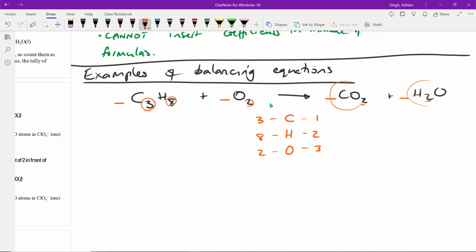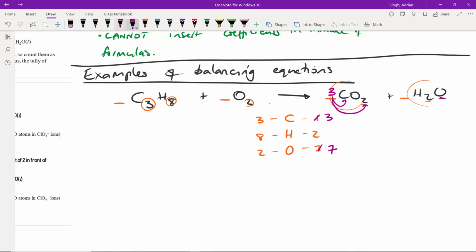So we can start with the carbons. On the left side, I have 3 carbons here in the C3H8. On the right side, in order to make 3 carbons, I need to put a 3 in front of the CO2. So 3 times 1 is going to give me 3 C's. But now I've also changed my oxygen. So 3 times 2 is 6, plus, don't forget that 1 oxygen in the H2O. So 6 plus 1 is going to give me 7 oxygens. Okay, now we said we're going to leave the O's till the end because it's split between 2 places. So we balanced the C's. Let's balance the H's now.